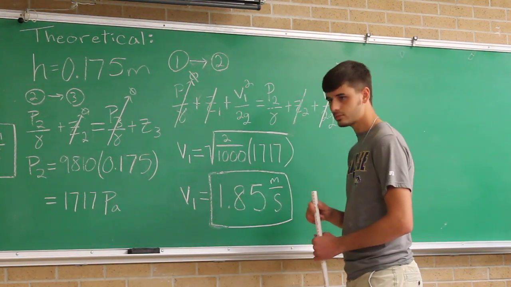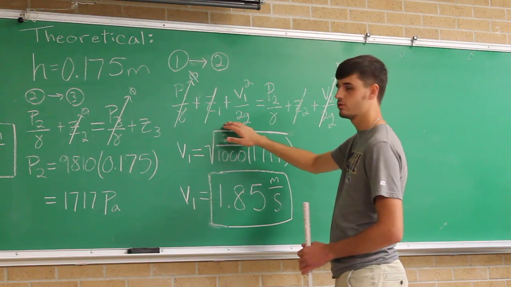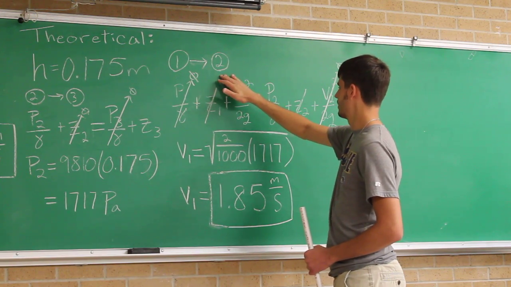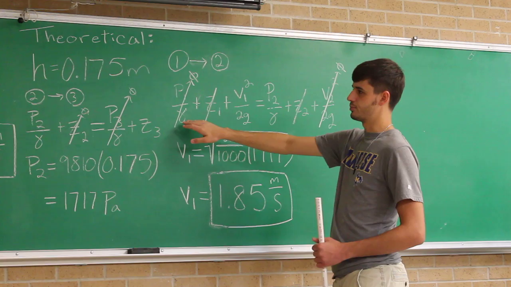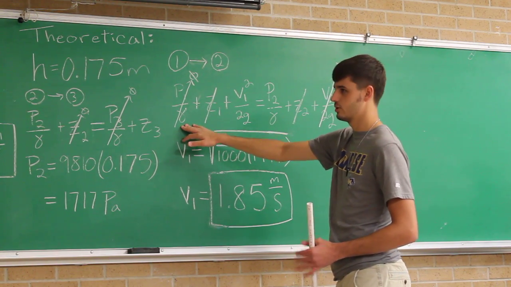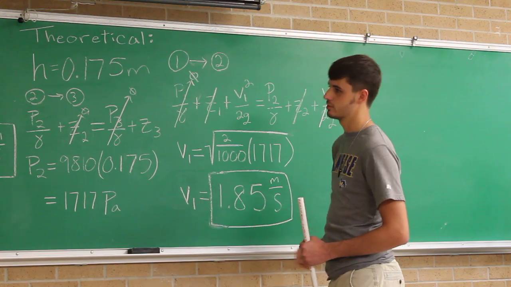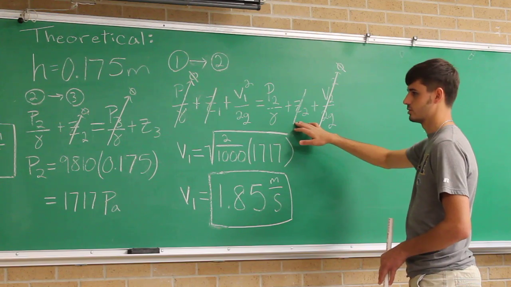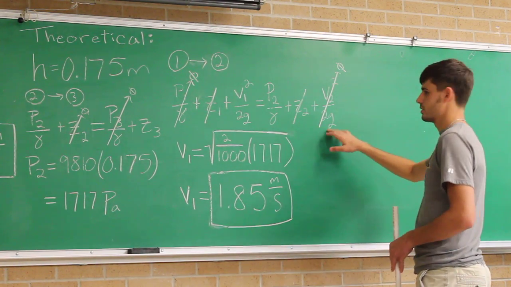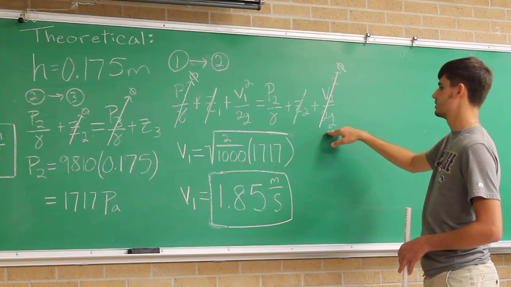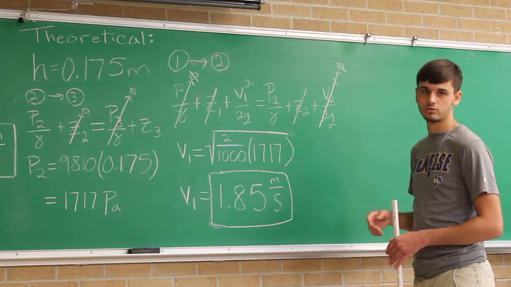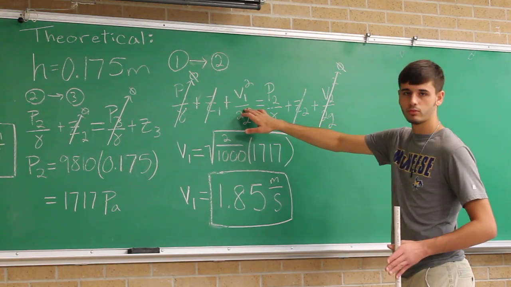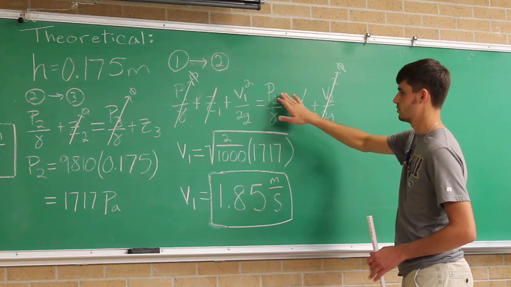Once we found that pressure, we wrote down another Bernoulli equation, but this time going from point 1 to point 2. In our equation, the pressure at point 1 goes to 0 because it's a free-flowing stream. Our elevations at point 1 and point 2 cancel because they're equal to each other. The velocity at point 2 is 0 because the velocity at the entrance of the manometer is 0. So that leaves the velocity at point 1 and the pressure at point 2 as the only things left.